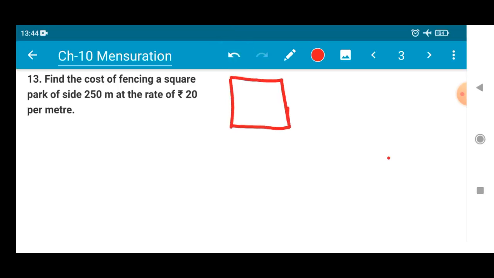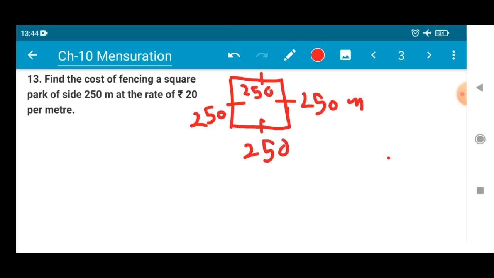Okay, there is one square park and whose side is given as 250 meter. Each side is 250 meter, here also it is 250 meter. Now you have to find the cost of the fencing. That means if suppose this is a square field, then you have to make a boundary. Fencing means it is simply a boundary, isn't it? So what is the cost of fencing to make a boundary of this square park? That we have to find.